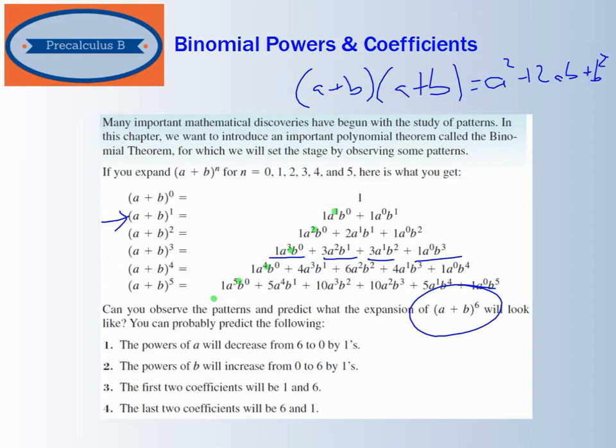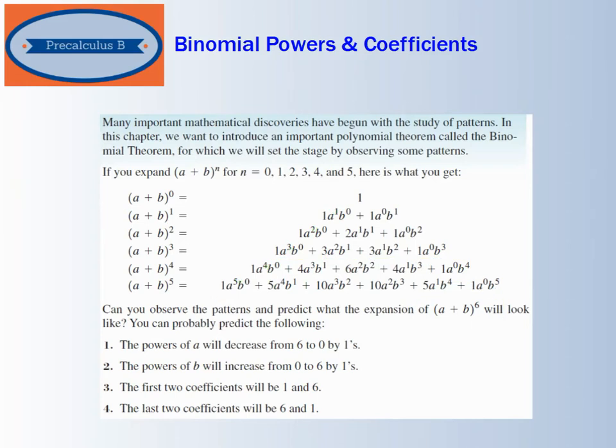Hopefully you had a chance to spend a little bit of time and look at that. So let's take a look at what's going to happen in that next term, in that a plus b to the sixth. When we get there, the powers of a are going to decrease from 6 to 0 by 1s. Notice, 6, 5, 4, 3, 2, 1, 0. It's just going down by 1 each time. For the powers of b, it starts at 0 and is going up. The powers of b are going to increase from 0 to 6 by 1s.